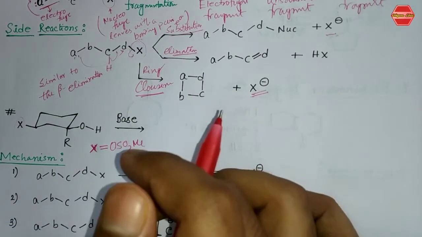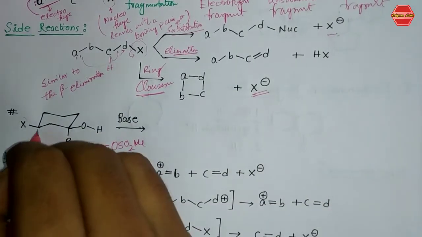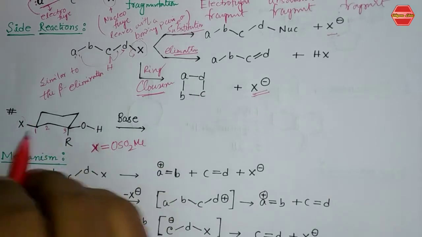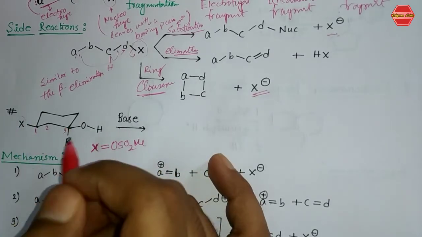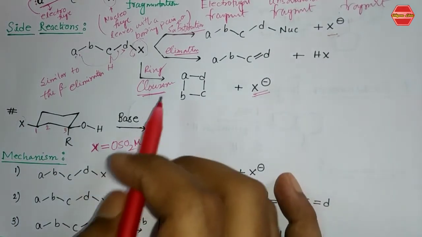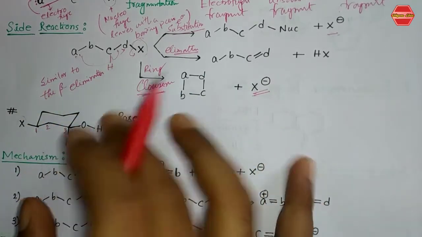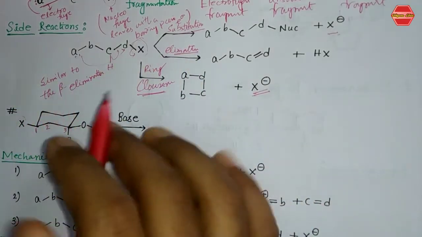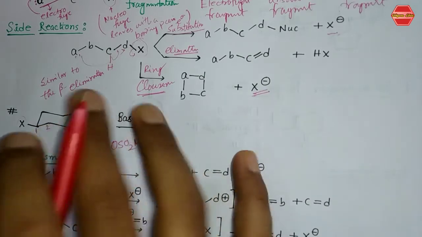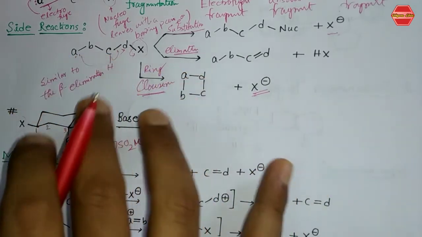Now what is meant by a 1,3 difunctionalized compound? That is, this is your 1, 2 and 3. As you can see over here, this is your 1,3 difunctionalized compound and this is conformationally locked. So you can see over here, this is a cyclohexane form. So that is why it is a conformationally locked system.